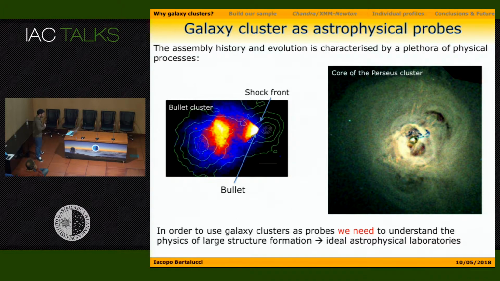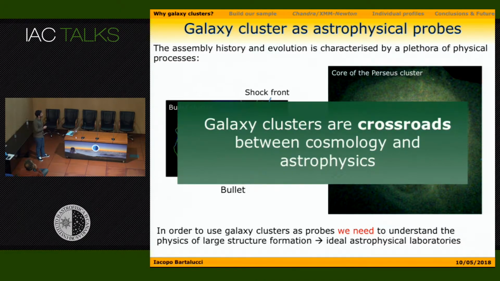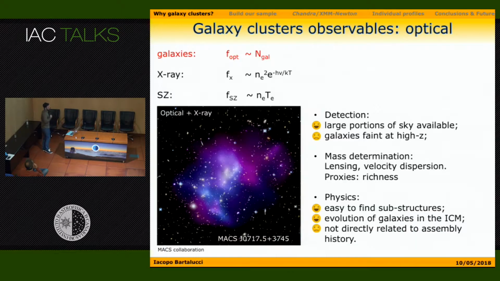So, often, if you read the papers, you see that galaxy clusters are referred to as cosmological probes. But I would say that in order to use galaxy clusters as cosmological probes, you also need to understand the physics behind the formation of galaxy clusters. So I prefer to say that galaxy clusters are actually crossroads between cosmology and astrophysics. Okay, so how do we characterize galaxy clusters?